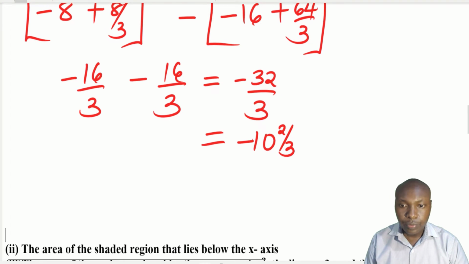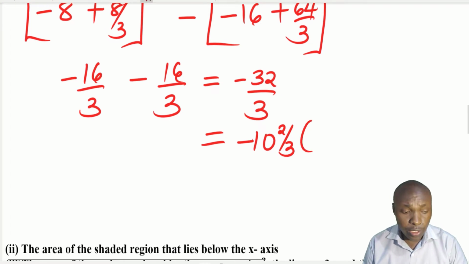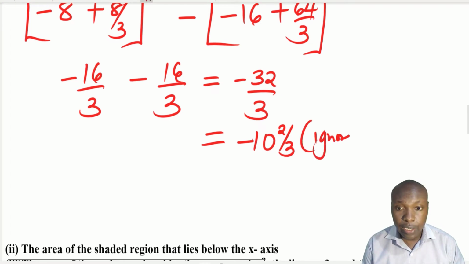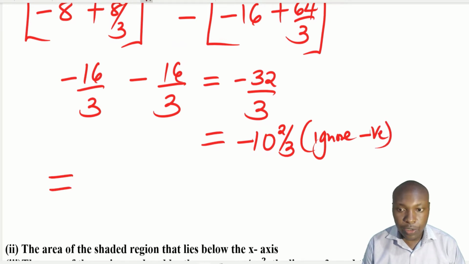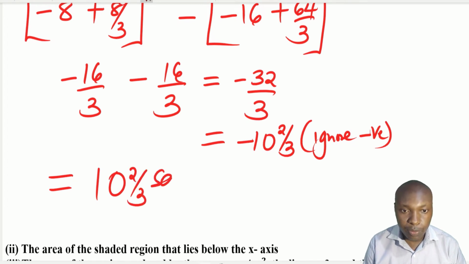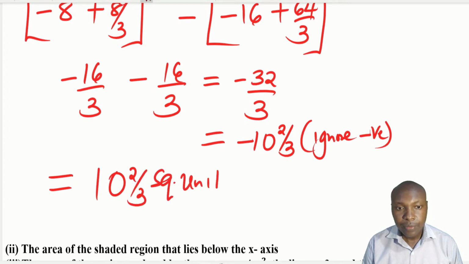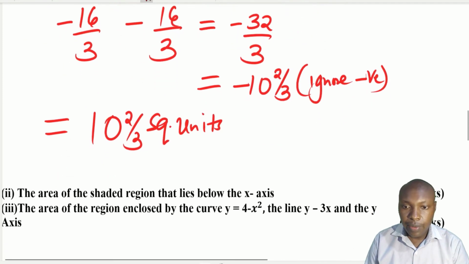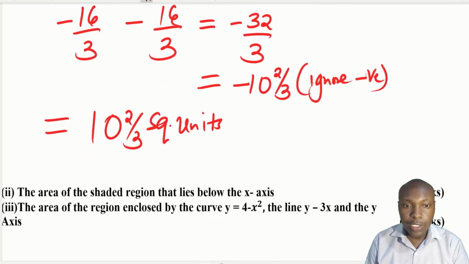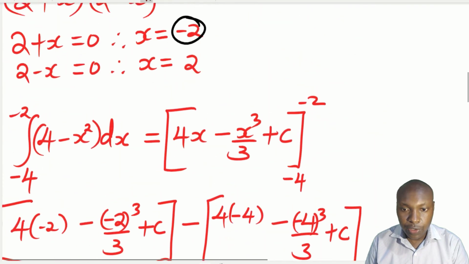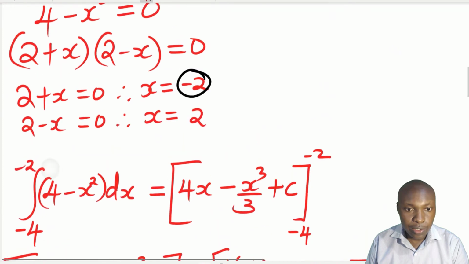Now, we shall not write this area as negative. We shall ignore the negative sign. The reason is because the negative just indicates that the area falls below the x-axis. So when you're writing the area, we consider the positive part. We ignore the negative. So that is the area of that region, 10 and 2/3 square units.